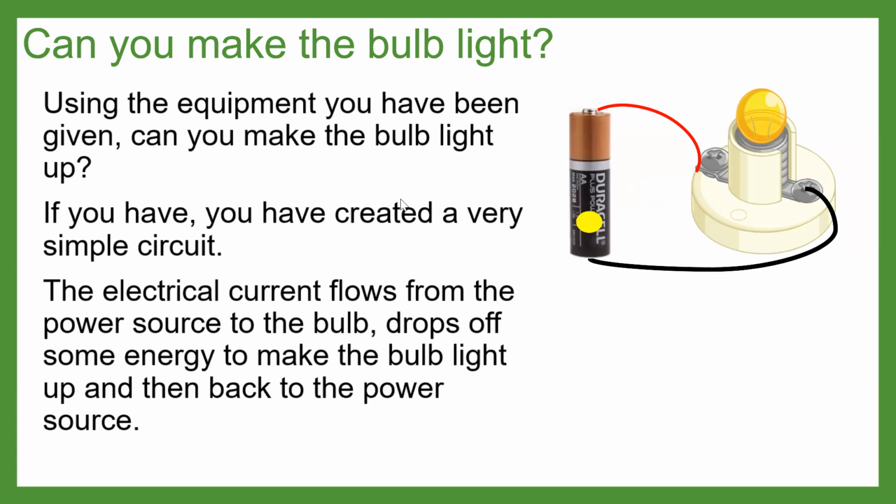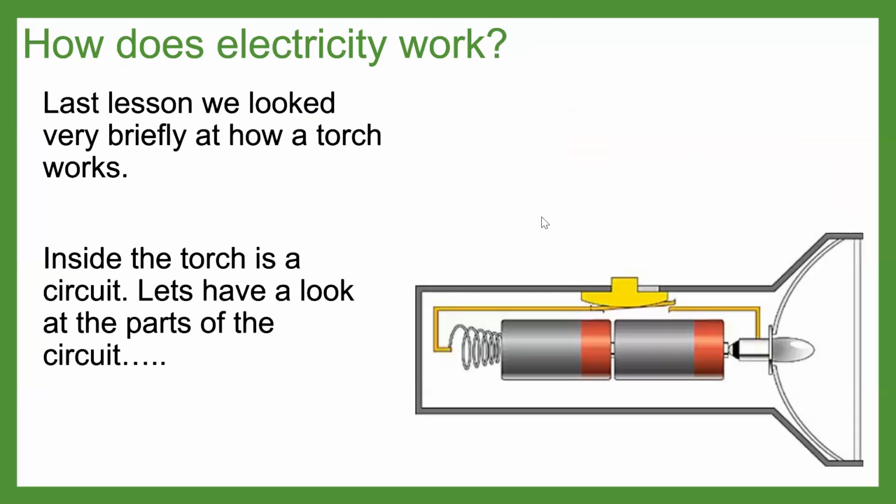The electrical current flows from the power source to the bulb and drops off some energy to make the bulb light up and back to the power source. So for this light bulb to light up, we need a complete circuit. And we can see that energy running through the cables, lighting up the bulb and completing that circuit.